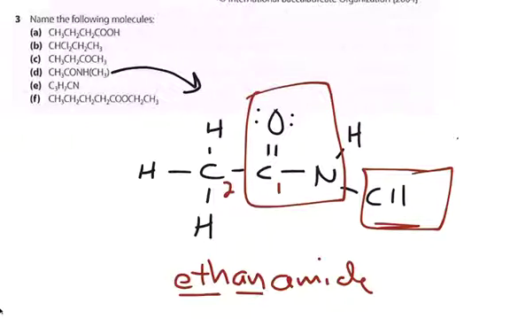So it is N-methylethanamide. Okay? And again, N, because the methyl group is bonded to the N, to the nitrogen, we don't put a number in front because that would indicate it's bonded to one of the numbered carbons. A couple more, and then we'll be done here.